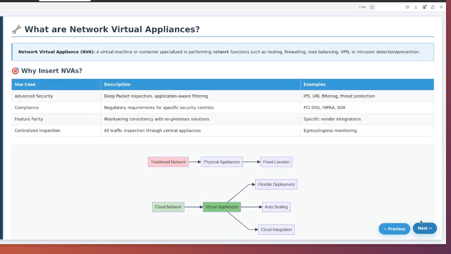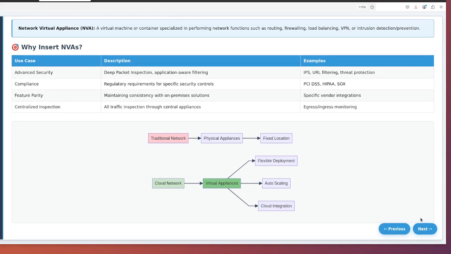What are network virtual appliances? Network virtual appliances are specialized virtual machines that perform network functions traditionally handled by physical hardware appliances in data centers. These include firewalls, intrusion prevention systems, load balancers, VPN concentrators, and WAN optimization devices. The key difference from native GCP services is that NVAs run as customer-managed virtual machines. This gives you complete control over the configuration and policies, but also means you're responsible for their operation, scaling, and maintenance. Let me give you a real-world example.